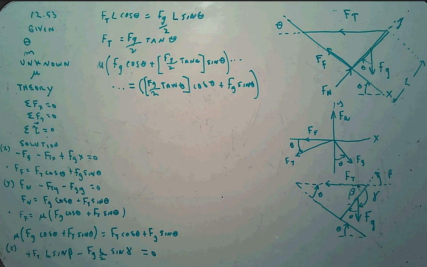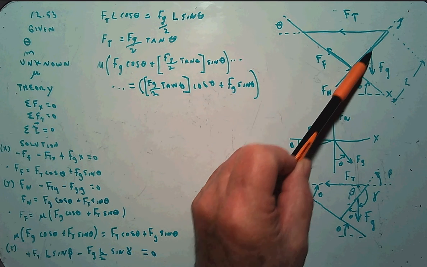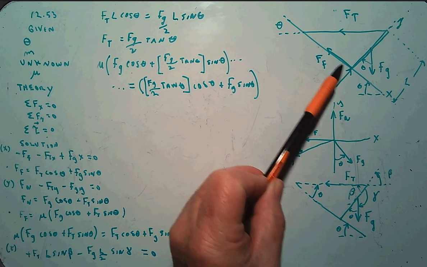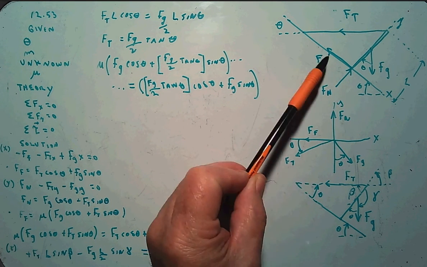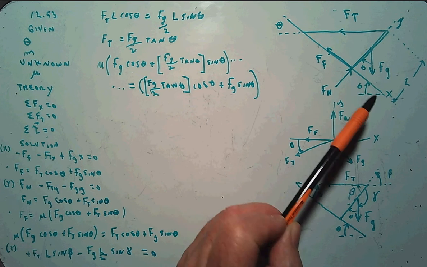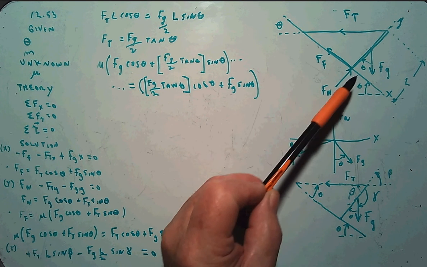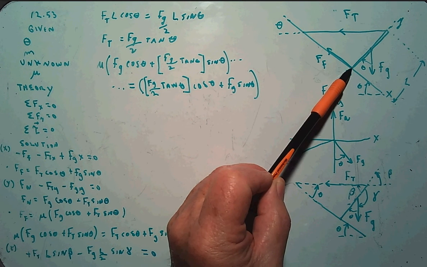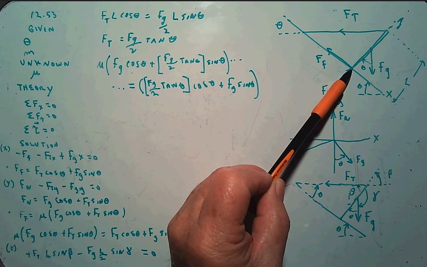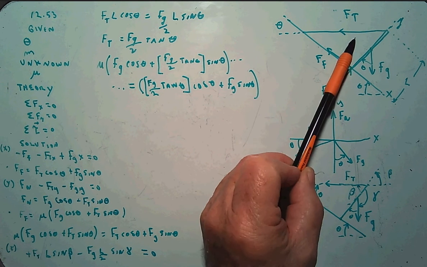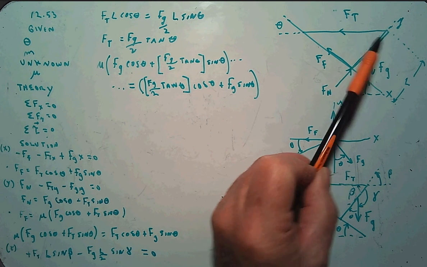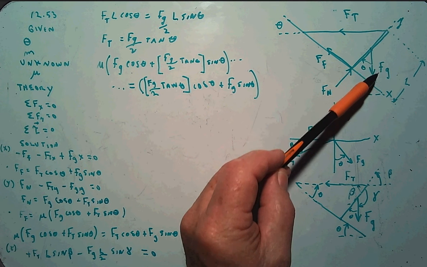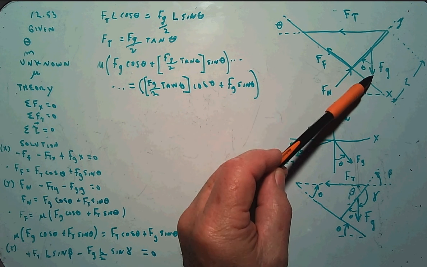In problem 12.53, we have a pole which rests on the side of a slope. And what's keeping this pole from falling down the slope is there's a frictional force at the point of contact with the slope. There's a tension force that overcomes the torque produced by the center mass of the pole.